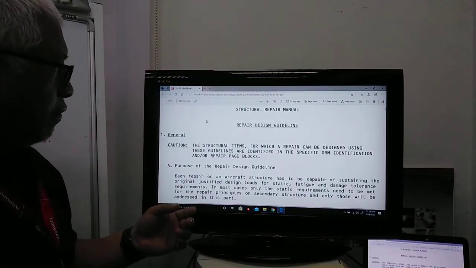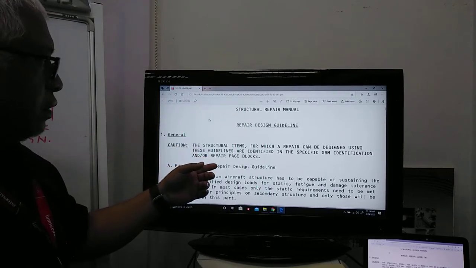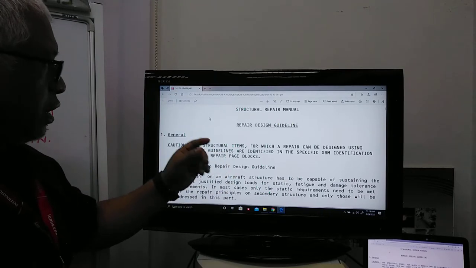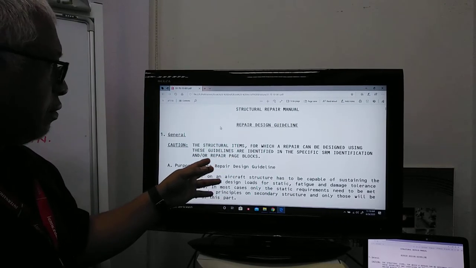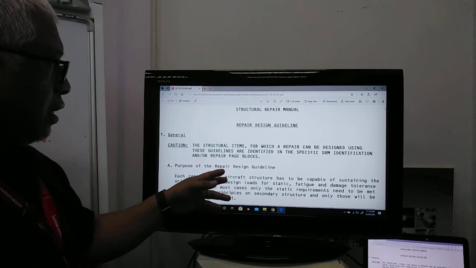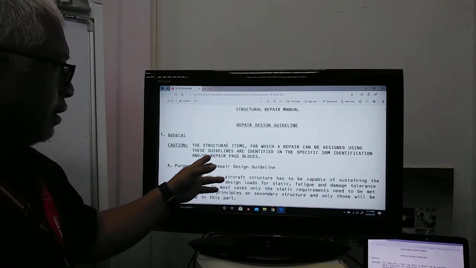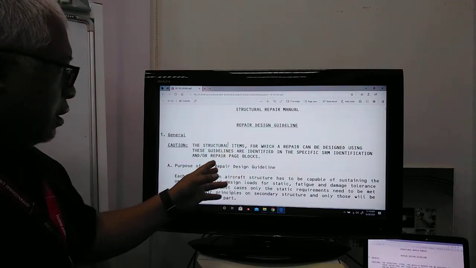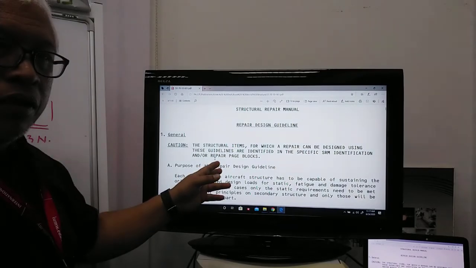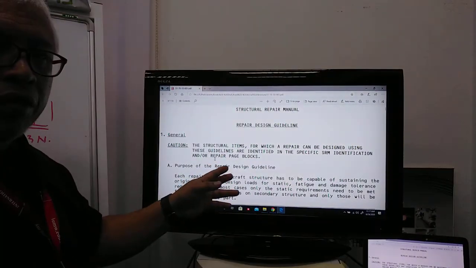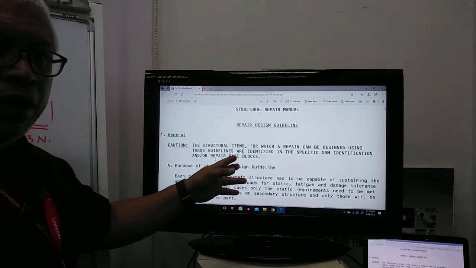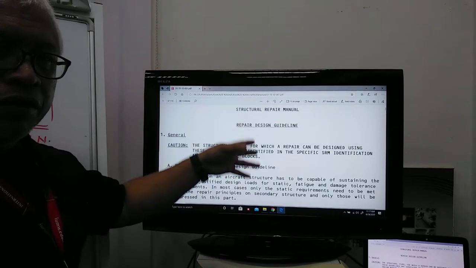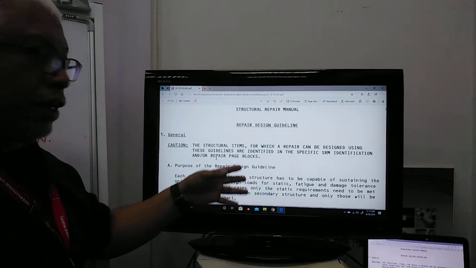So let's look at the first item, general. The structure item has a caution here. The structure items for which a repair can be designed using this guideline are identified in the specific SRM identification or repair page block. So this is the caution for using this manual. Whatever we learn from here, we can also use on other aircraft. The fundamentals here are specific to the aircraft type, but we can use the concept on any other aircraft.